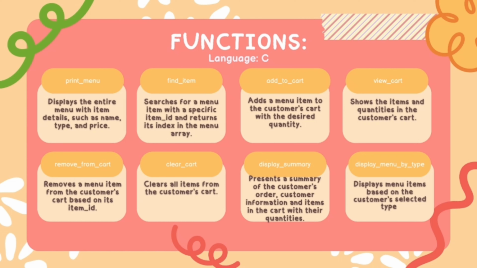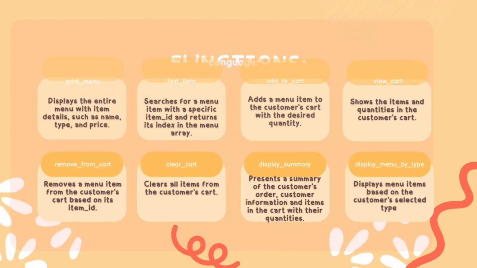Number 7 is display summary. It presents a summary of the customer's order, customer information, and items in the cart with their quantities. Lastly is number 8, display menu by tab. It will display menu items based on the customer's selected type.